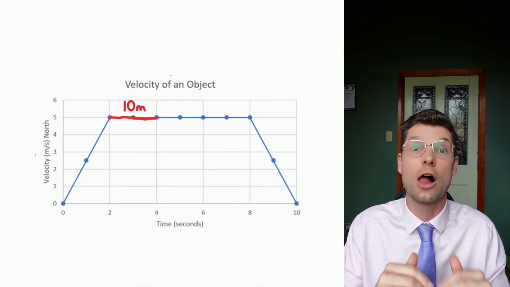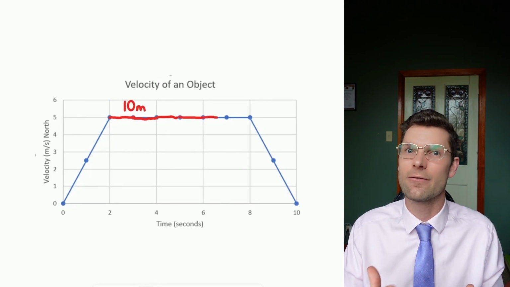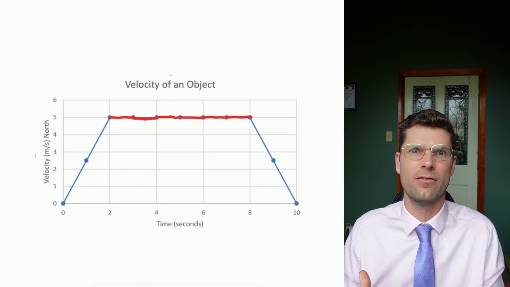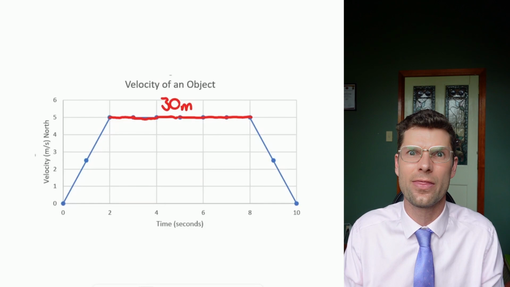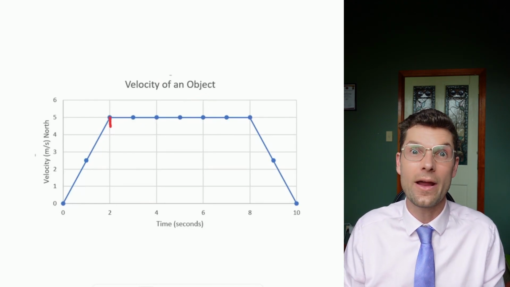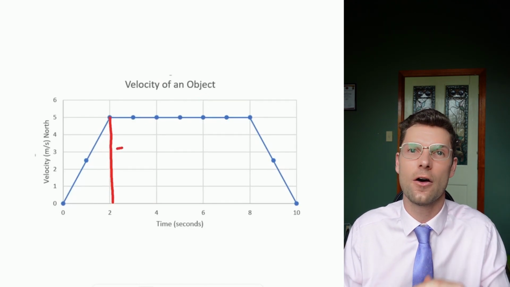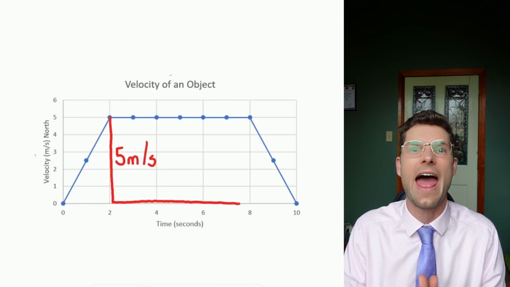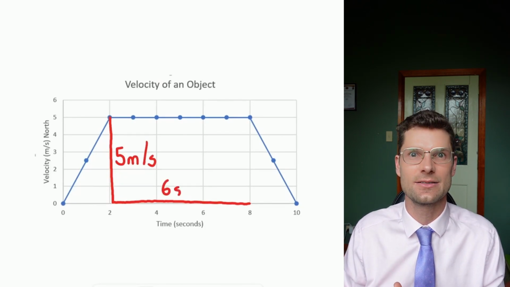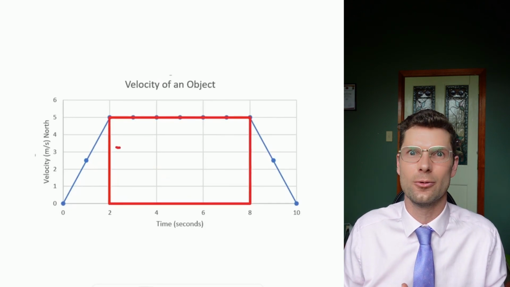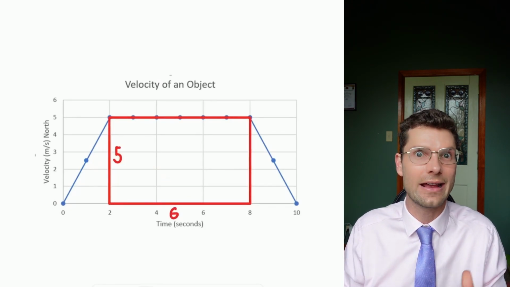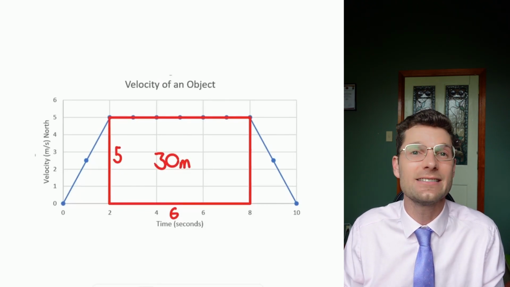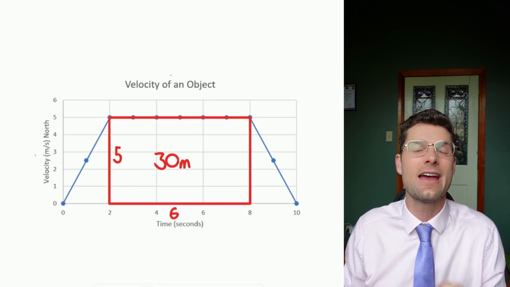So all we're doing along this flat line is adding 5 meters, 5 meters, 5 meters, until we say that we went 5 meters for 6 seconds, we went 30 meters north. Another way to think about this is that the height of my velocity time graph was 5 meters per second, and the length was 6 seconds. If you can find the area of a rectangle, 5 times 6, or the length times width, you know that the answer was going to be 30. And that's actually the case all the time.